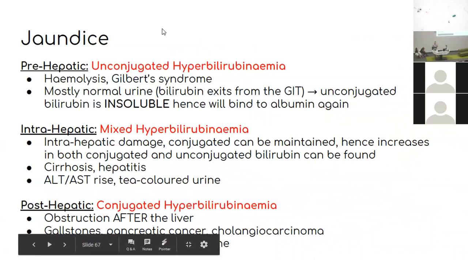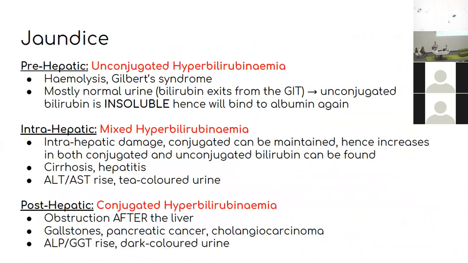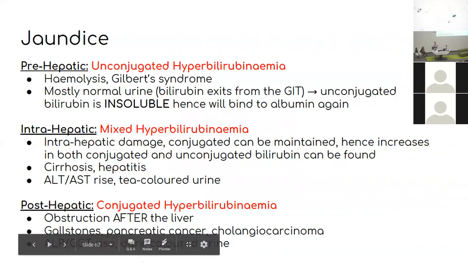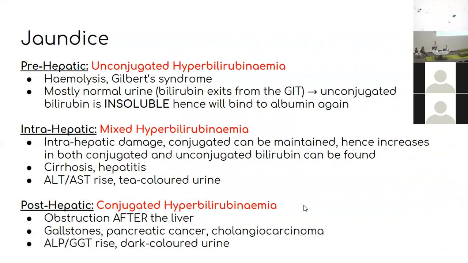You can split up jaundice into pre, intra, and post-hepatic causes, which is a really great way of thinking about it. If it's a pre-hepatic cause of your jaundice, it will be unconjugated bilirubin that's increased. If it's an intrahepatic cause, it will be mixed because you've got some liver damage. So you might be able to conjugate some, might not be able to conjugate all of it, so you'll have a mix. And post-hepatic, you'll have conjugated bilirubin because you've probably got some obstruction in the bile duct, so your liver's working fine, it's just that it can't really get out anywhere.